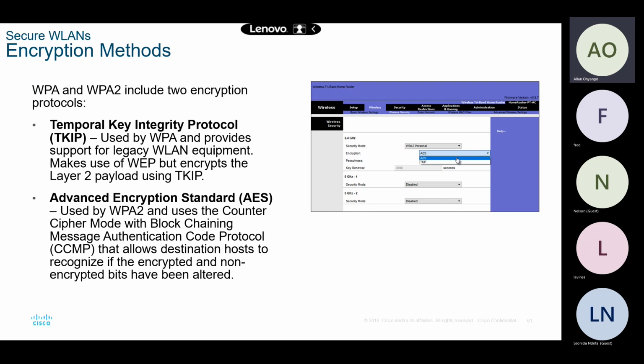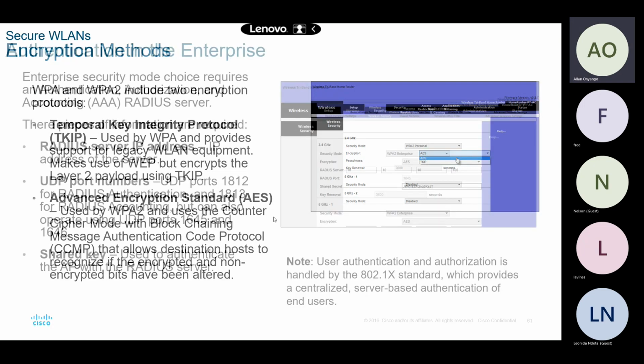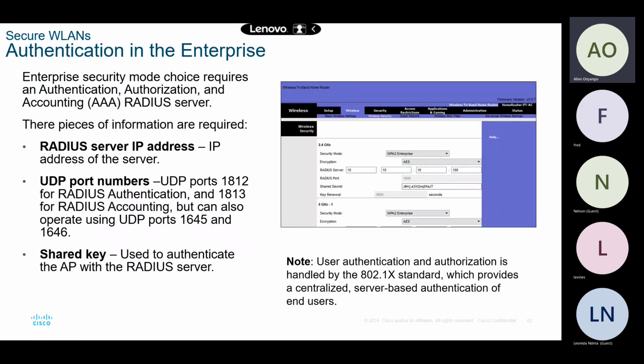So, it's about cryptography and all that, but this ensures some level of security within wireless networks, because if you don't take care of your wireless networks, there's going to be a problem. Now, at the enterprise level, and by the way, during our next class we'll be making configurations for enterprise. The enterprise security mode choice normally requires the AAA RADIUS server, the authentication, authorization, and accounting.